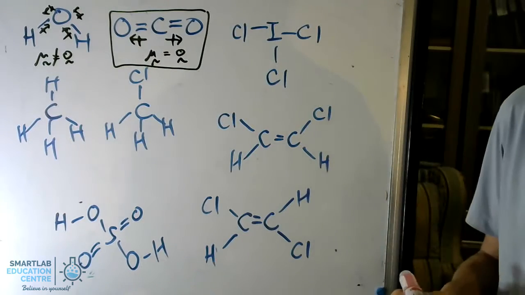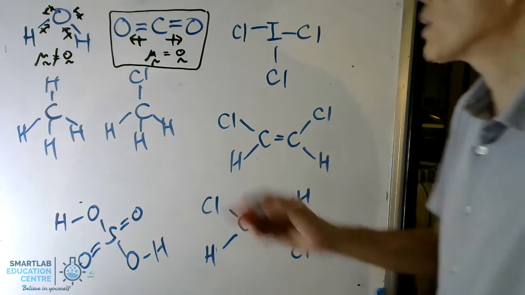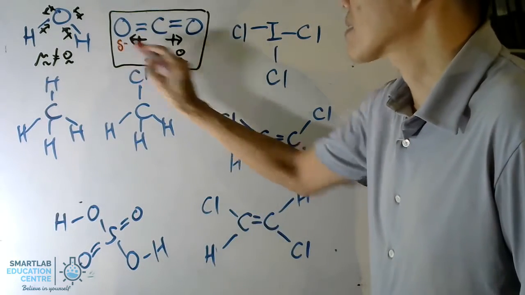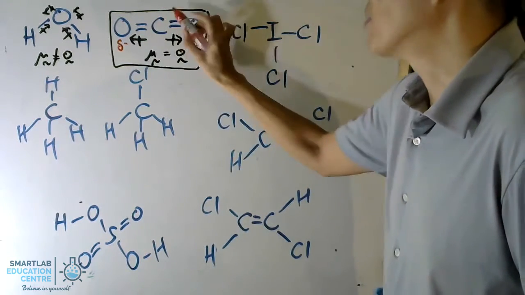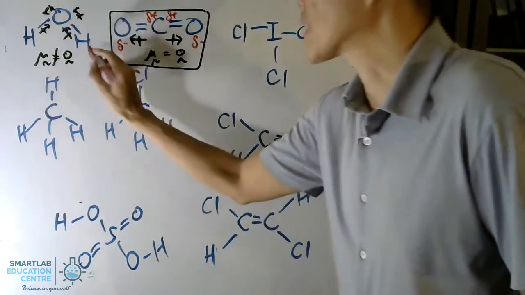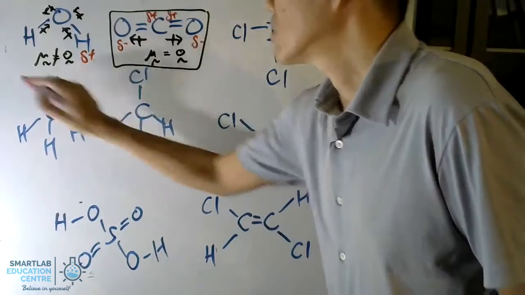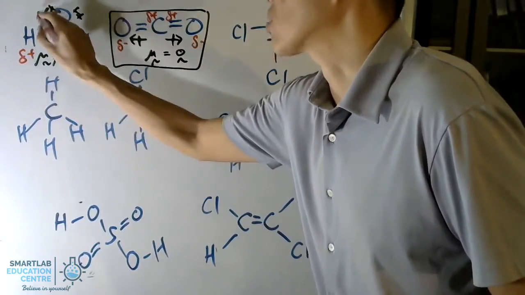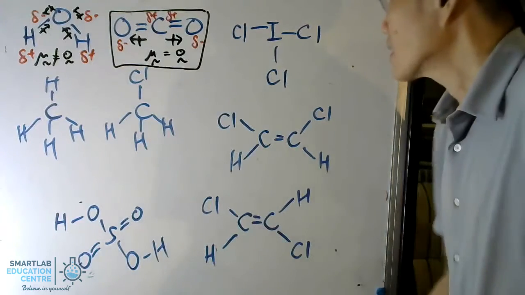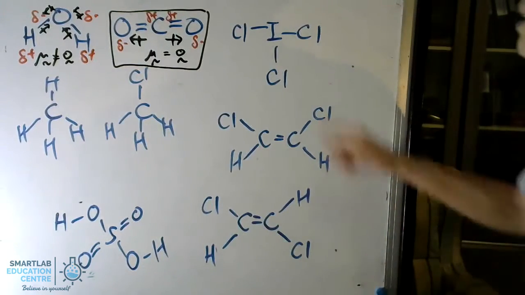Let me circle them. Typically, we label the oxygen, which gains electron, as delta minus, and the carbon, which loses electron, as delta plus. Similarly, for the case of water, the H is delta plus because electron is lost to oxygen, which becomes delta minus. Let us now take a look at ICl3.